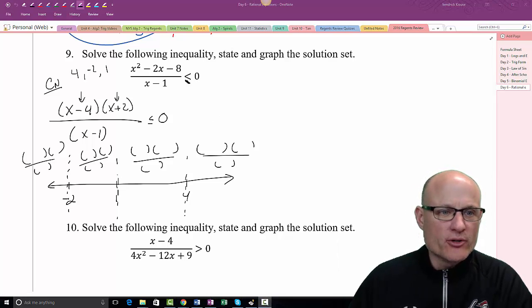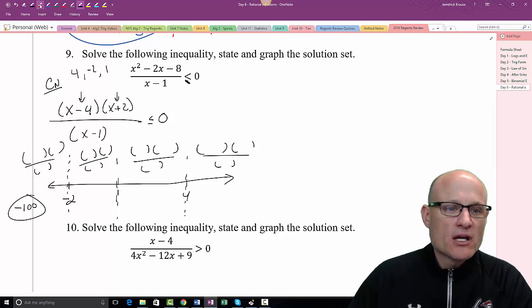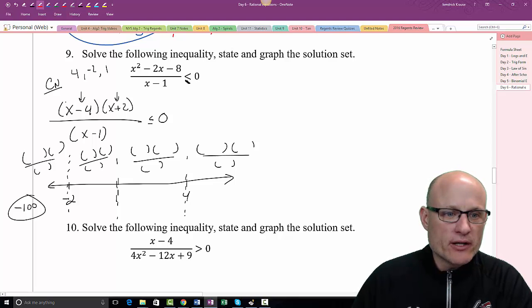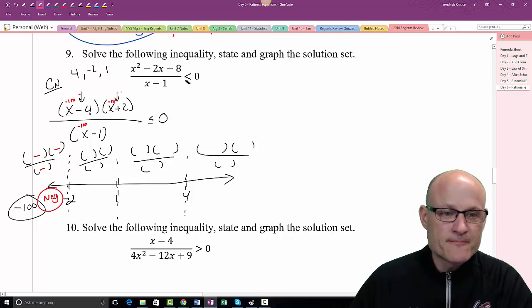Okay, so here's what we're going to do. We're going to take a number from way over here. I'm going to take negative 100 and put negative 100 in here. Negative 100, negative 100, and negative 100. Well, that would make this negative, and this negative. So negative, negative, negative. 3 negatives makes a negative. Remember, an odd number of negatives makes a negative.